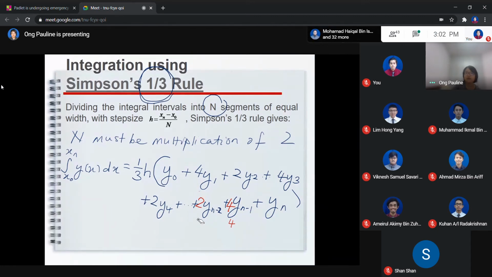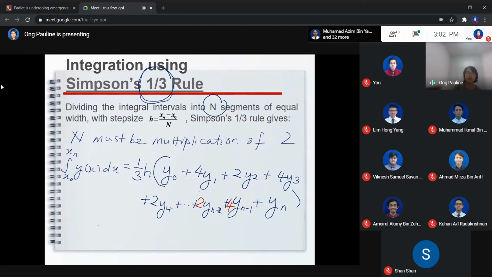Right, because we want it to be in a symmetry form. So if you start the constant coefficients with 4, 2, we should also end it with 2, 4. Only then will it be in symmetry. So you have 4, 2, 4, 2, 4, 2, then you end with 2, 4. So balance.